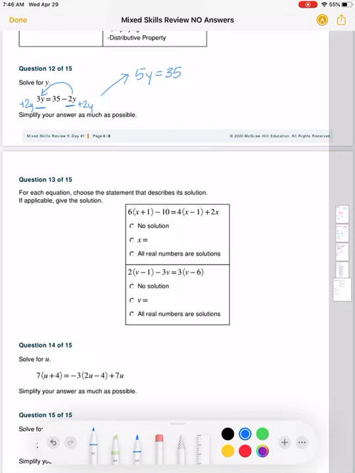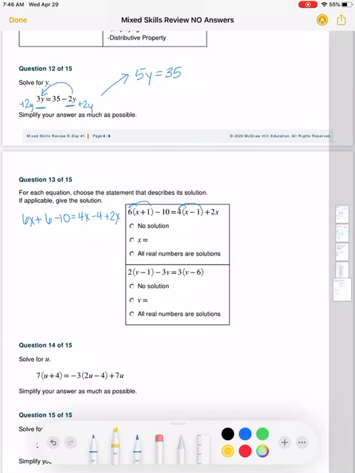All right, number 13. It says for each equation, choose the statement that describes its solution, if applicable. So we want to solve this. I'll solve the top one for you. You can solve the bottom one. First thing we want to do is distribute on both sides of the equal sign. So I'm going to get 6x plus 6 minus 10 equals 4x minus 4 plus 2x.